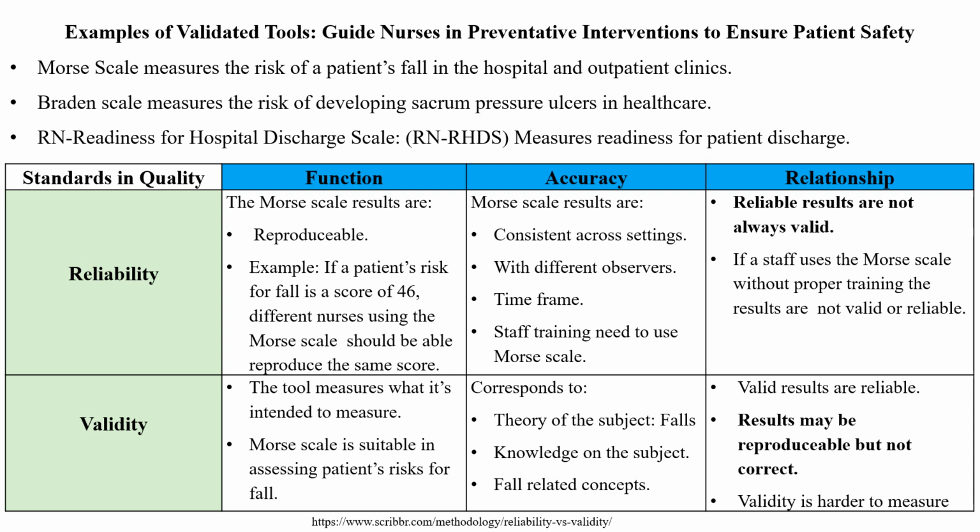And column 4, we have the relationship. Reliable results are not always valid. If staff use the Morse scale without proper training, the results are not valid or reliable. Under validity, valid results are reliable. Results may be reproducible but are not correct. And validity is also hard to measure.